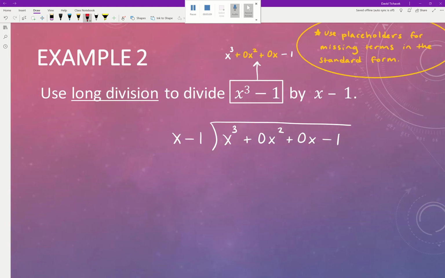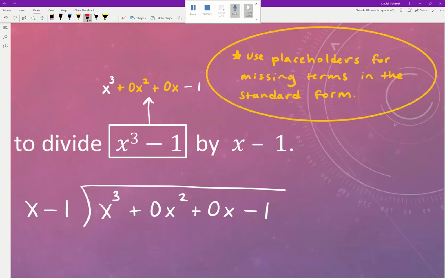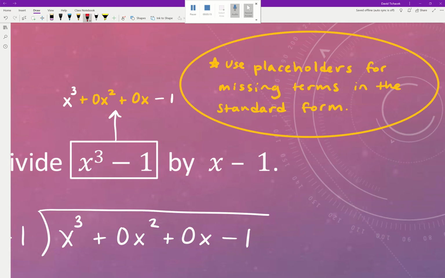Here in the next example, we're going to see that same process repeated, but one quick special note about a problem like this is that whenever you are missing terms of your standard form, you're going to need to introduce some placeholders for those missing terms, okay? And so you can see here our dividend looks like x to the third minus 1. I've rewritten that as x to the third plus 0x squared plus 0x minus 1, having some placeholders there for the x squared term and the x term.